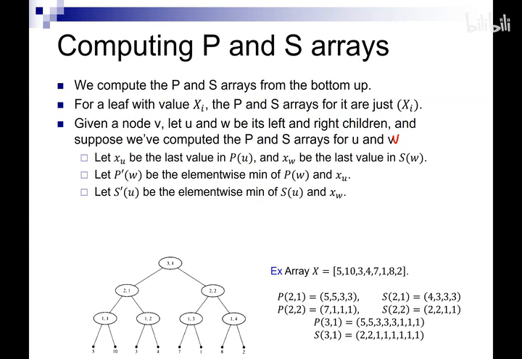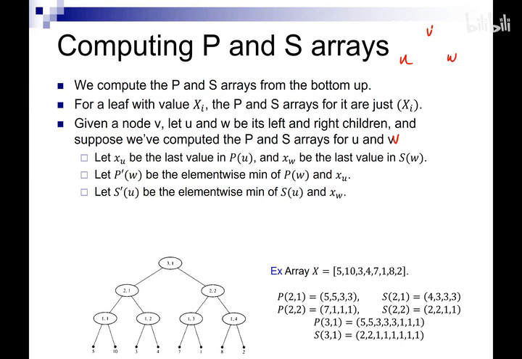Okay. And then now we're going to form this new array. Okay, this is called the P prime array. So this is for this node w over here. So we have v, and then we have u on the left, and then w.